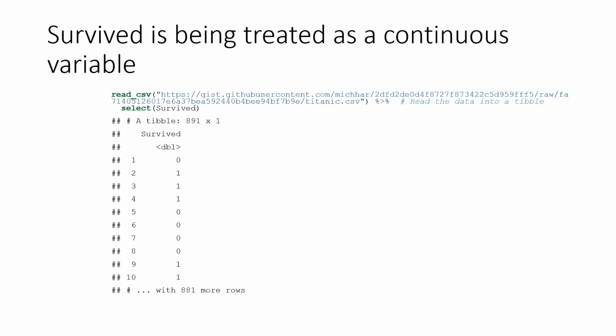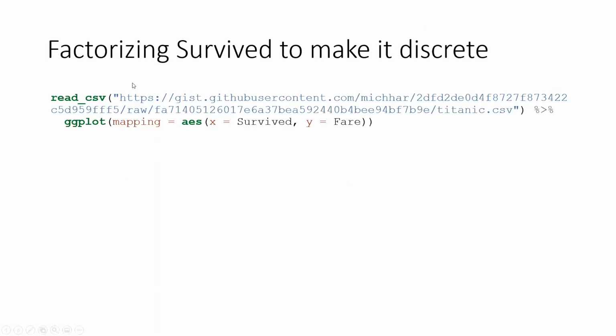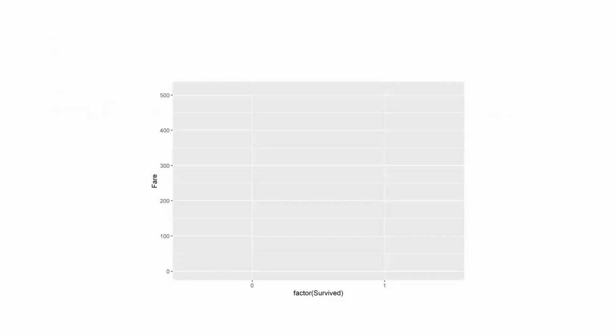So how do we communicate that to ggplot2? Well, you can change your ggplot command to make survived a factor. If we make survived a factor, now it's going to be discrete. It's going to be either 0 or 1, and ggplot's going to understand that it's a discrete variable. And we can see now that the plot this outputs has an x-axis that is discrete. It's either 0 or 1, but it's not continuous like it was before.